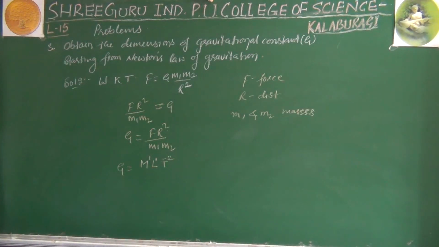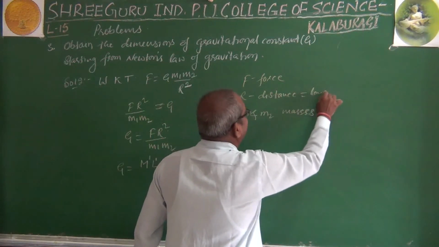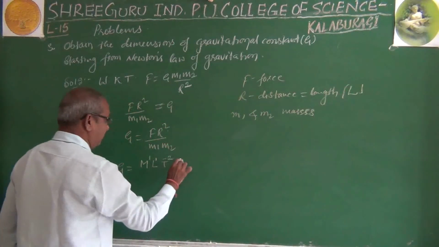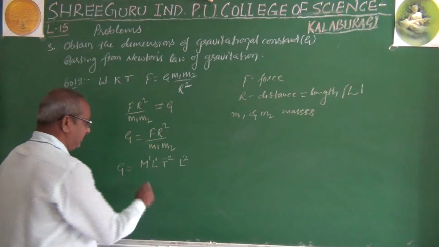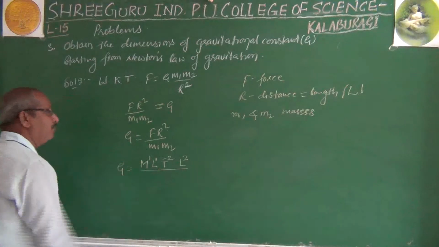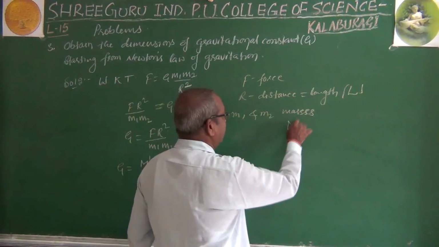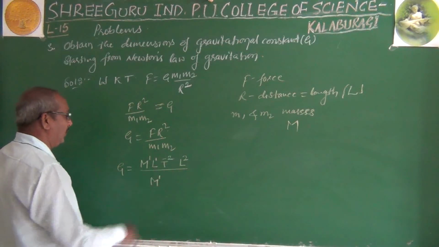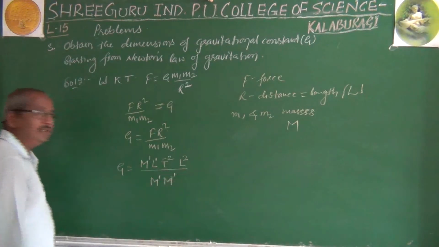And R is the distance. Distance is nothing but length. This distance itself is length. And as you know, the dimension for length is L. So therefore here we will write L to the power 2, divided by mass m1. m1 is the mass, and its dimension we know, that is capital M. So therefore here capital M raised to 1. The other is also again mass, M raised to 1.